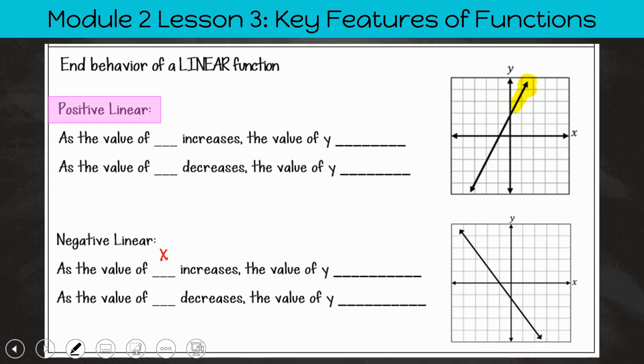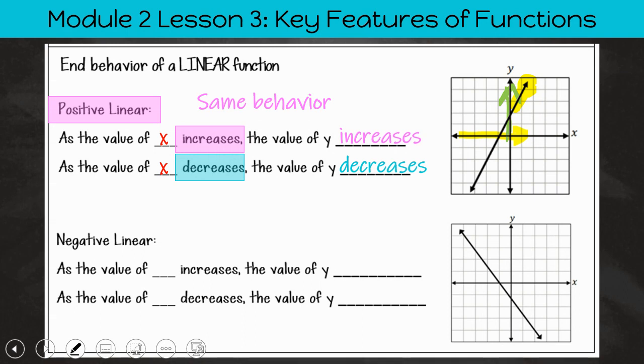We can also describe that with our words using as the value of x is increasing. So as my value of x increases, what is happening to my value of y? Well, that's also increasing. So as one goes up, the other goes up. If I also looked at it decreasing, if the value of x was decreasing, the y is also decreasing. So these have the same behavior. As one goes up, the other one goes up. As one goes down, the other goes down.